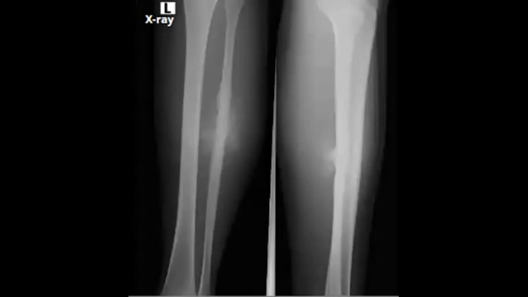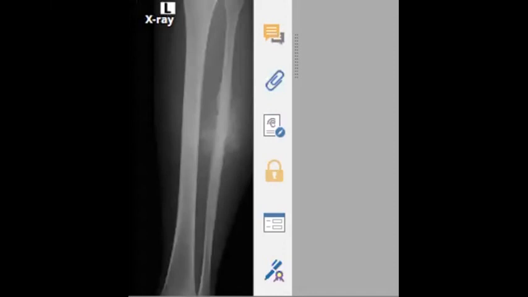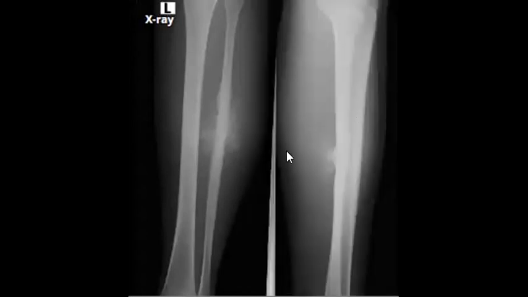What do you think about this one? Yes, a malignant looking lesion with periosteal reaction, that looks like a malignant periosteal reaction, an aggressive bone lesion. Yeah, osteosarcoma will be top of this differential diagnosis. I agree with you.